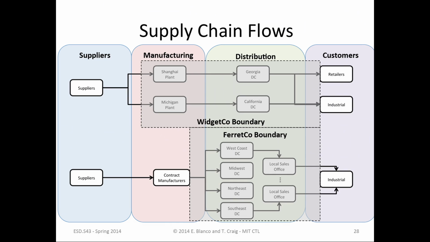The big issue, though, is if we looked at what I would consider Widget Co's boundary, and what most of you did, you're basically stuck reporting on the Michigan plant and the California and Georgia DC and your private fleet.